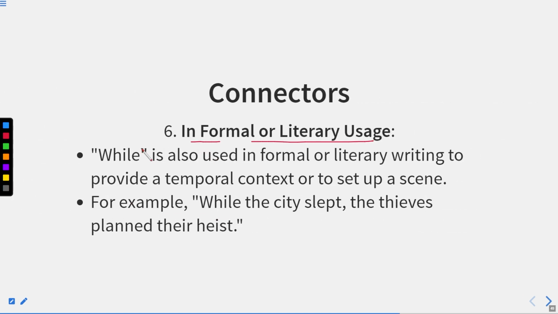Informal or literary usage. While is also used in informal or literary writing to provide a temporal context or to set up a scene. For example, while the city slept, the thieves planned their heist. Heist means theft. Okay, heist means theft. So while the city slept, it means while this action was going on, the thieves were planning their heist, which means planning their theft.